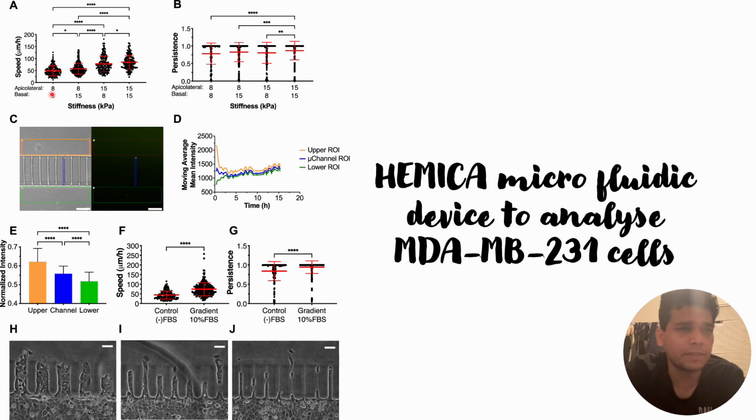So in the case of cell migration speed, we can see that the migration speed is high when the apicolateral gel has a high stiffness, that is 15 kilopascal. They have used two different stiffnesses of the gels, 15 kilopascal and 8 kilopascal. So when the apicolateral or upper gel has the high stiffness around 15 kilopascal, we can see the high migration speed.